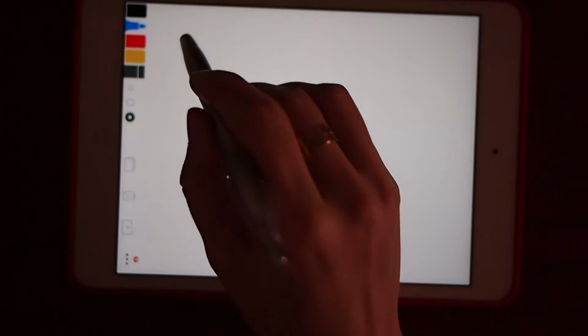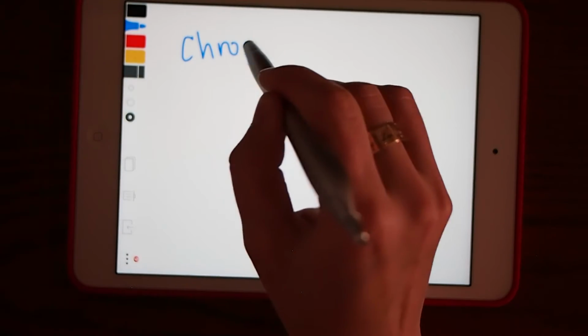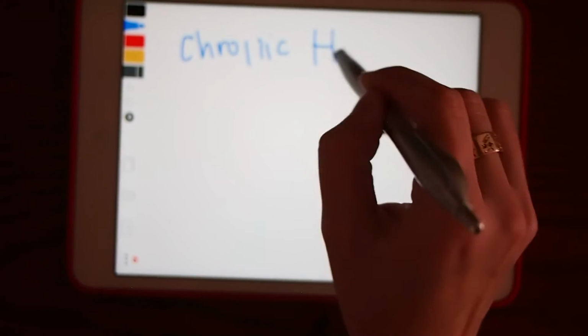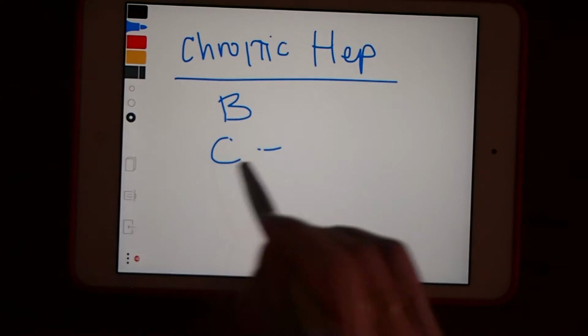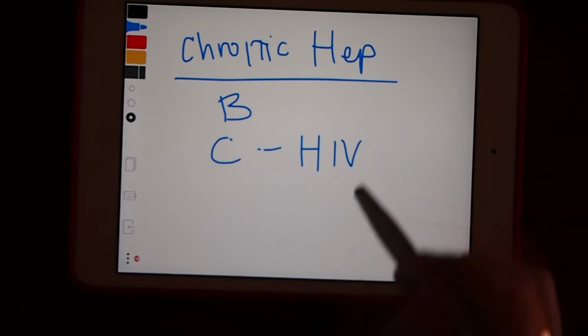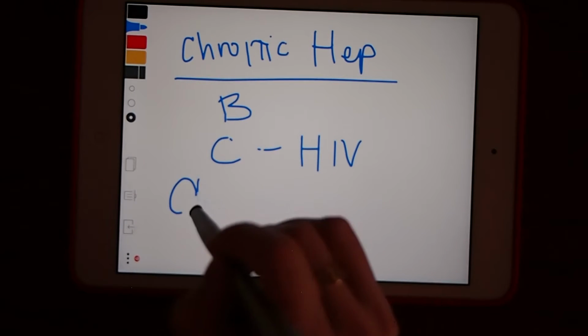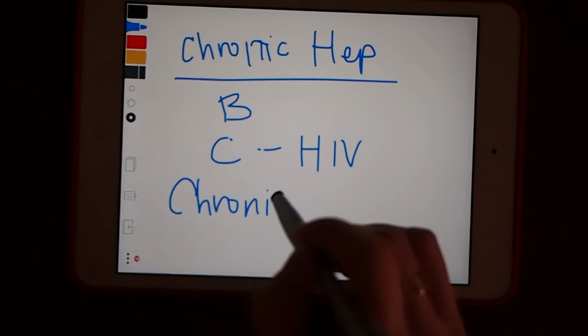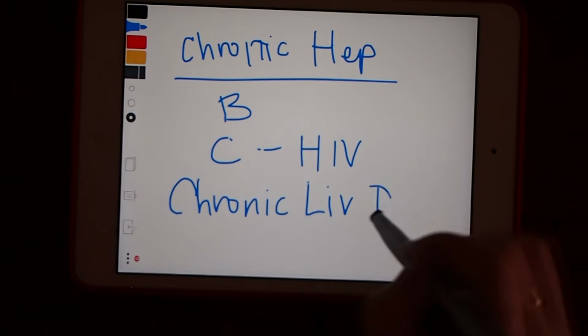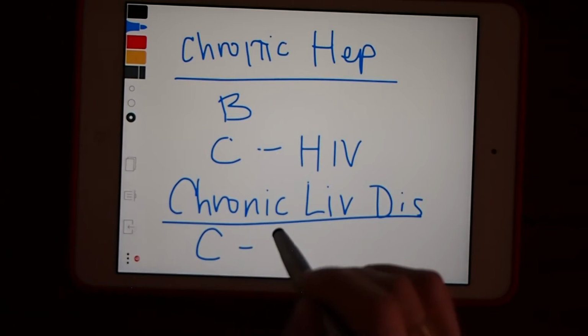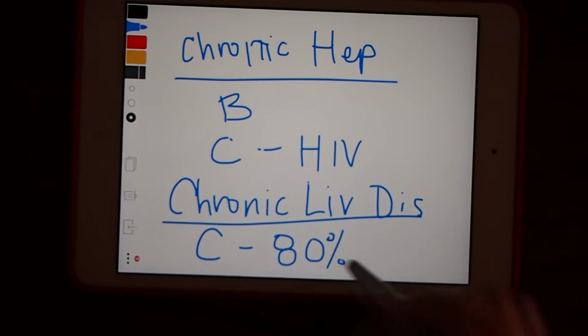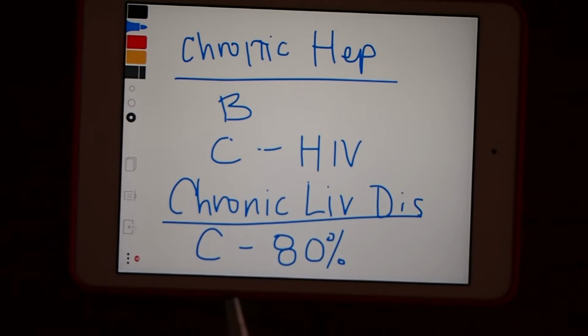Other complications include chronic hepatitis, that's seen in both B and C, and again, especially in C with people who are co-infected with HIV, as well as chronic liver disease. And that's mostly in C, and it's honestly very high, about 80% of people who have hepatitis C have chronic liver disease.